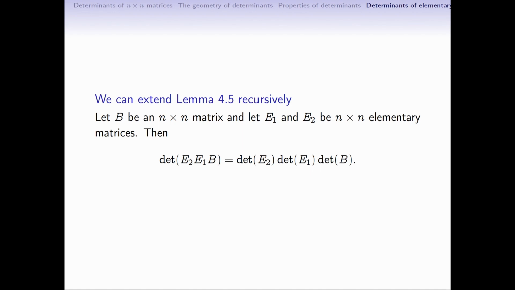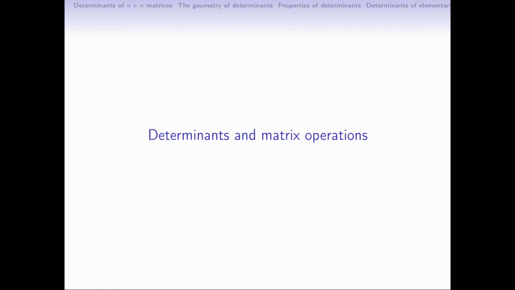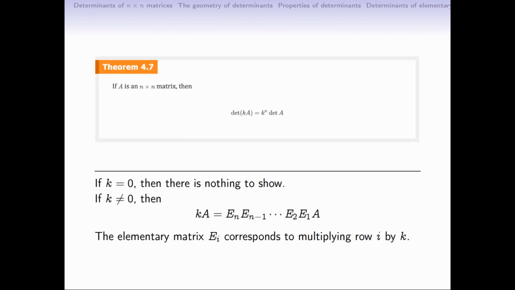Now let's use some of the things we've discovered about determinants of elementary matrices to allow us to unlock some interesting connections between determinants and matrix operations. And let's begin with theorem 4.7. Now if A is an n by n matrix, the determinant of k times A is simply k to the n times the determinant of A. In other words, if we scale the matrix A by a factor of k, then its determinant will be the determinant of A scaled by a factor of k to the n.